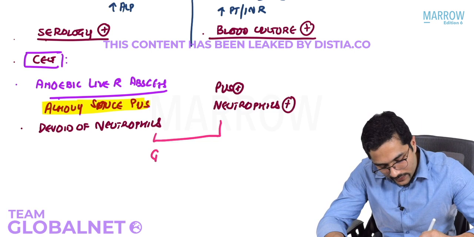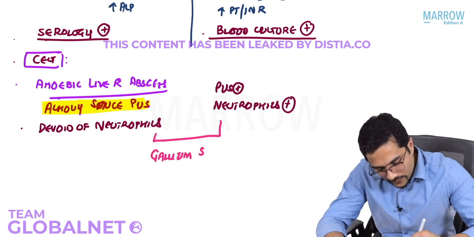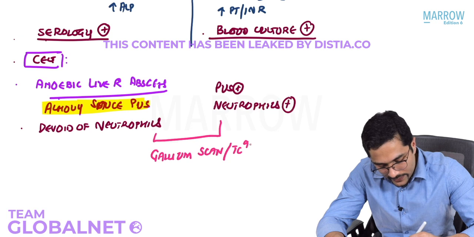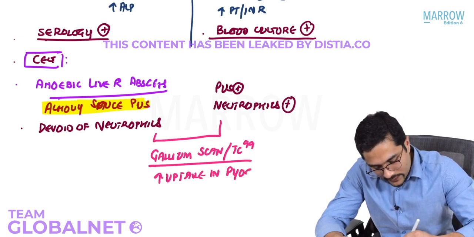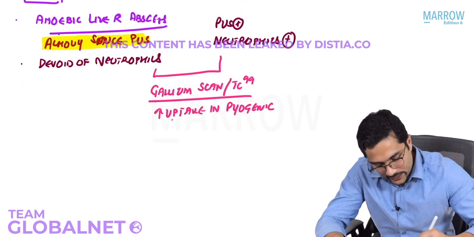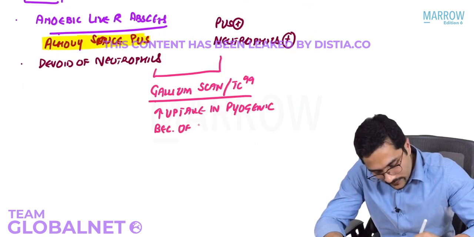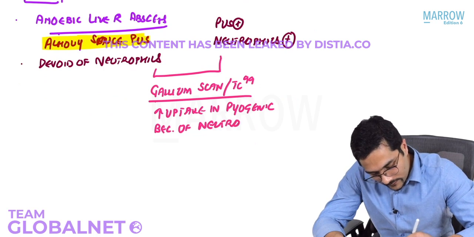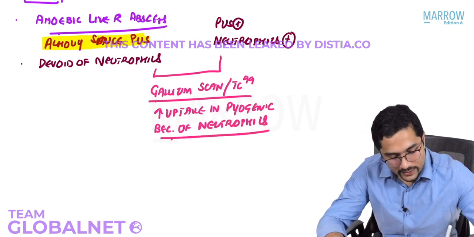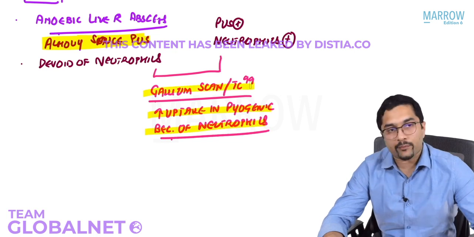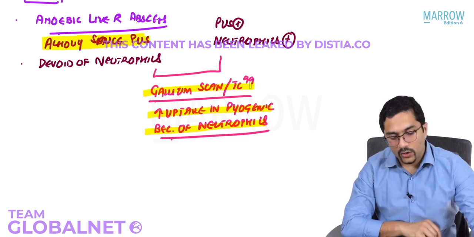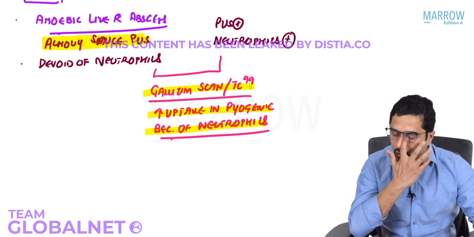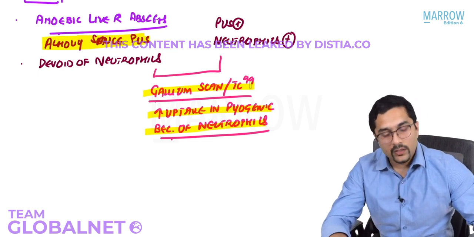If you do a gallium scan or a technetium-99 scan, you will see increased uptake in pyogenic liver abscesses, because of neutrophils, whereas because there are no neutrophils in amoebic liver abscesses, you will not see an increased uptake on a gallium or a technetium-99 scan in an amoebic liver abscess. So this is also one more point of difference which you should know about between these two liver abscesses.